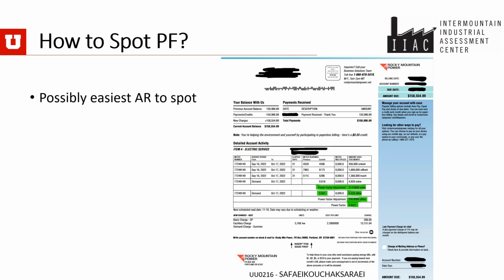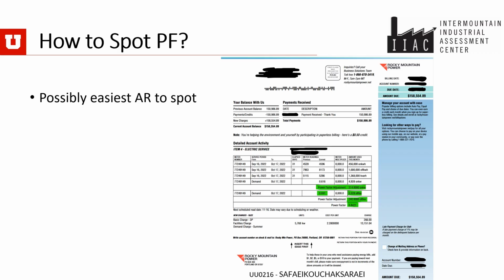Alright, luckily Power Factor is probably the easiest AR to spot. All you need to do is look at their utility data. So you can usually get an idea of if this is going to be a successful AR or not before even getting to the facility itself. So the IAC will request from every facility it visits a year's worth of utility data. This means stuff like the electric bill, the gas bill, sometimes water, sometimes other things.